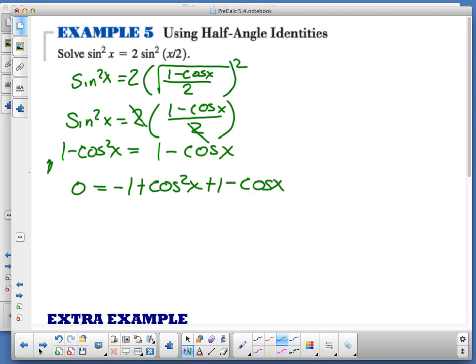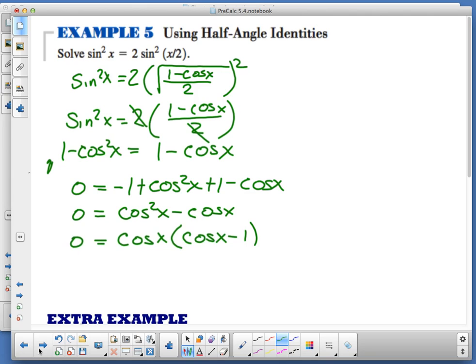And this ends up being cosine squared x minus cosine x. And now I've got cosine x, I'm factoring that out, times the quantity cosine x minus 1. So those are my two things I'm going to solve for using the zero product rule. So now, keep in mind, I'm going to look to find when cosine x is equal to 0, and also when cosine x minus 1 is 0.